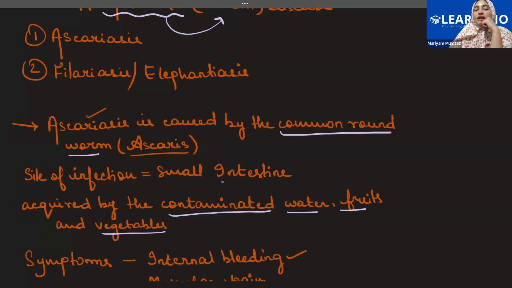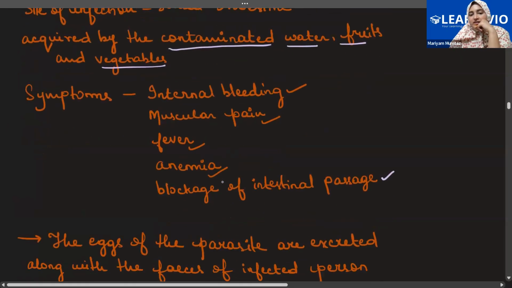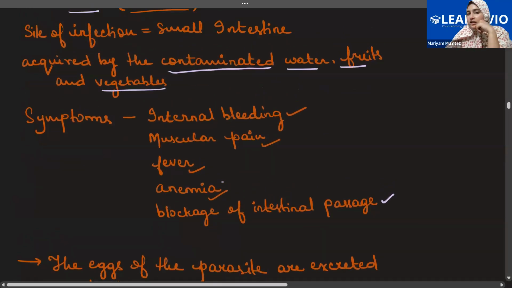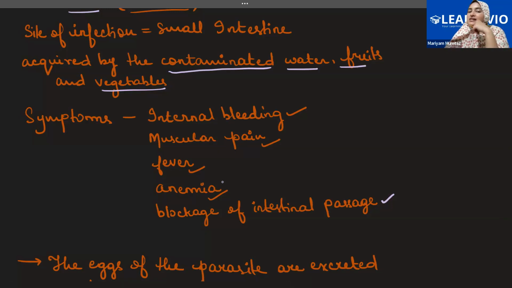Now the symptoms for this particular disease: internal bleeding of the small intestine. Imagine how severe it is. Internal bleeding, then muscular pain, fever, then loss of blood and less blood in the body, that is anemia, and then also the blockage of the intestinal passage. So everything related to the intestine, the person is affected with it.